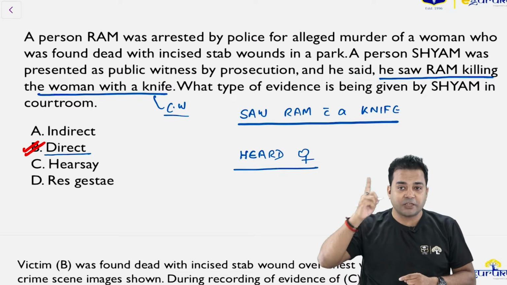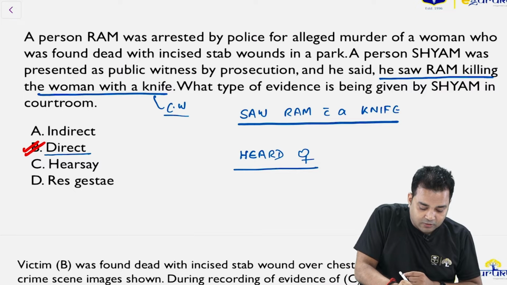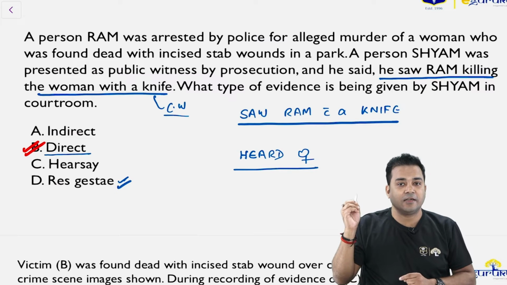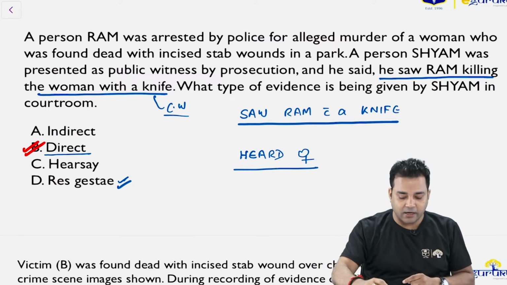But to be exact, which type of hearsay evidence? Res gestae. So now the better answer will go with res gestae. This is how you have to pick your answers in the actual exams.